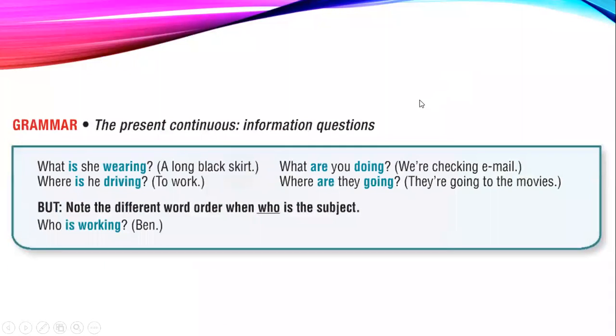Here we have the present continuous with information question. How do you use the present continuous with information question? That is, what information word, like what, where, when, etc., the verb to be, the subject, the verb plus ing, right?